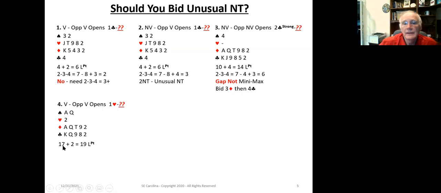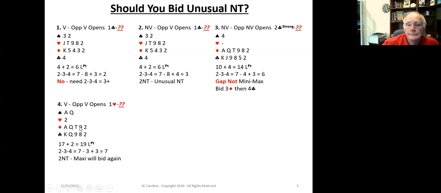We've got 17 high card points plus 2 length points. That gives us 19 length points, which is definitely greater than 16. So let's take a look at the 2, 3, 4. It comes out to 7. We're definitely strong enough. Now, what do we want to do?